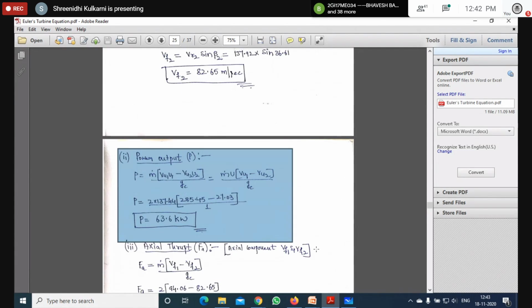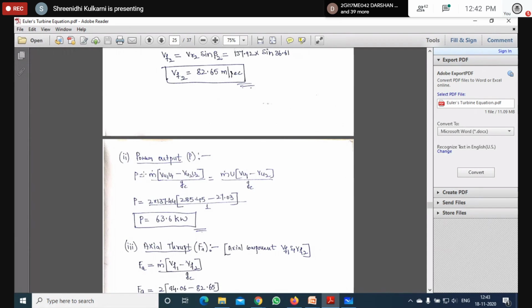So P is equal to M into (VU1 U1 minus VU2 U2) by GC. GC is only a unit conversion factor. So U1 is equal to U2. Once again, I can write this equation as M into U into (VU1 minus VU2). See why I took the negative sign here?